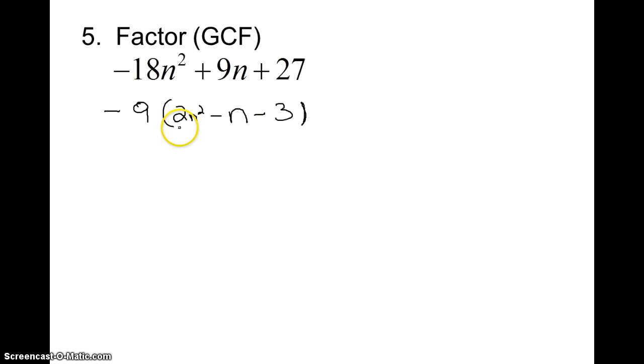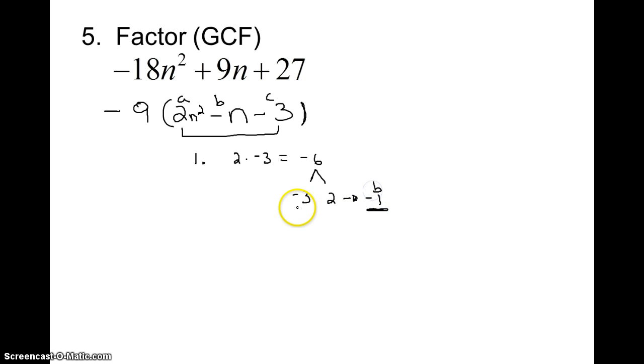So now you are going to factor what's inside of the trinomial, or the parentheses. So here's the new a, new b, and new c. So you multiply a times c. So here's step number 1. 2 times negative 3, which is negative 6. Two numbers that multiply to this number and give you the middle term. That's going to be negative 3 and 2. So you get negative 1 when you combine. So that's the b value.